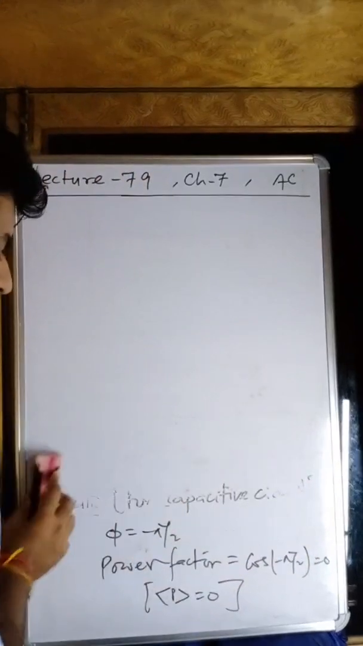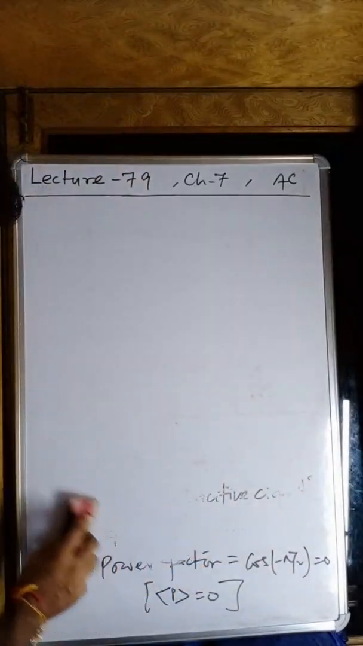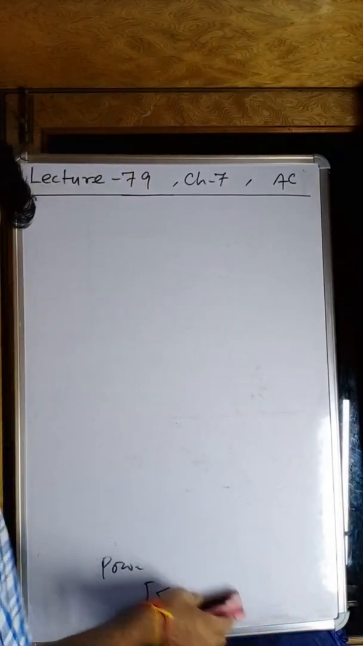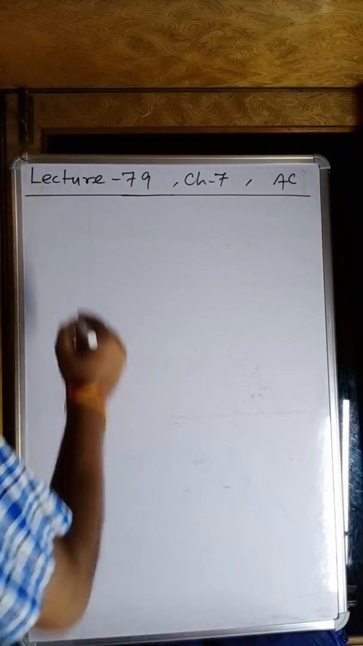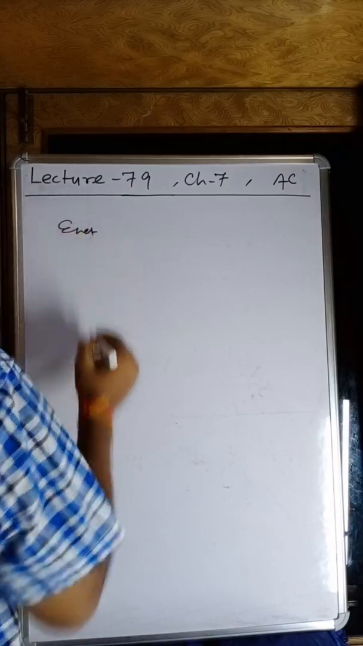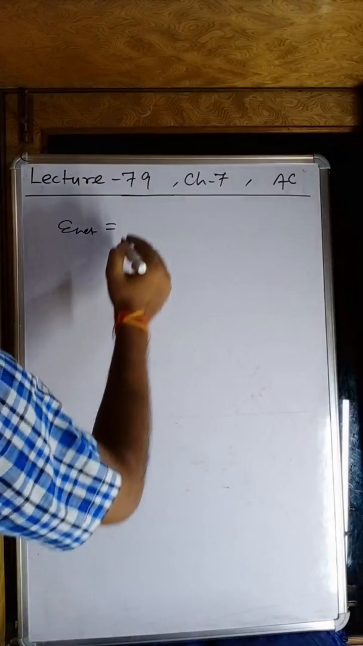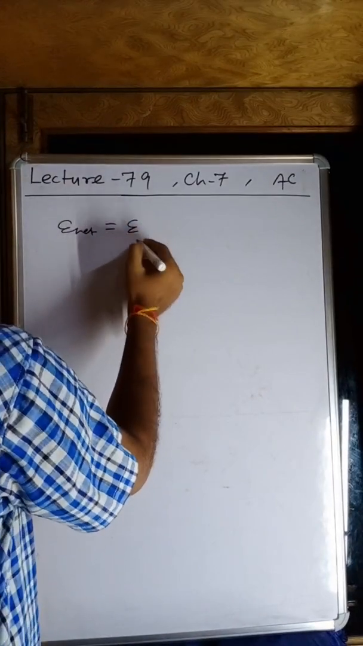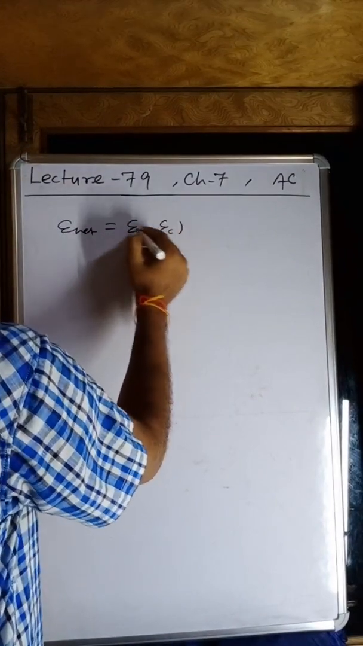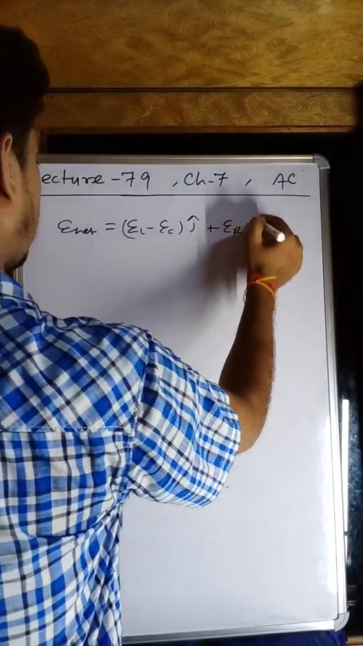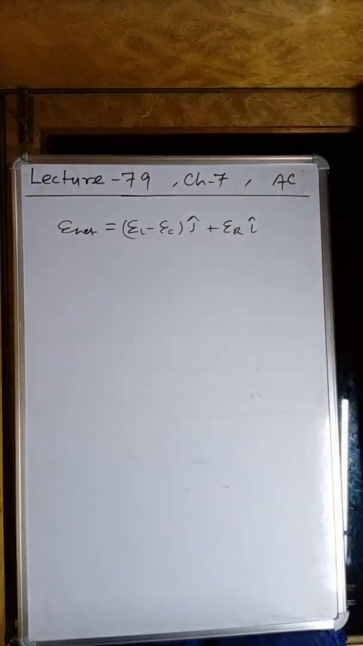Why? Because we know that for the LCR series circuit, cos phi will give you the power factor. So we are going to find out the cos phi, which we know is the power factor. Do you remember E net for the LCR series circuit, my dear students? Yes, it is (E L minus E C) j cap plus E R i cap. I hope you remember.